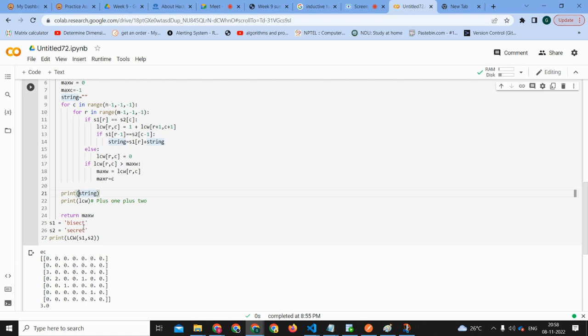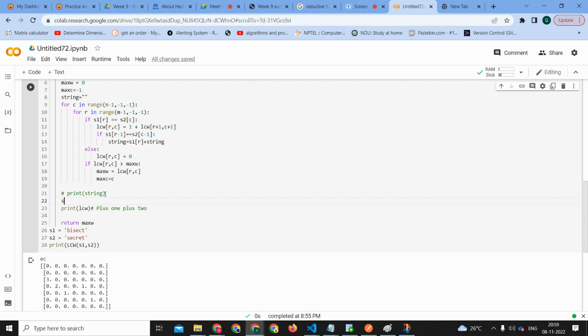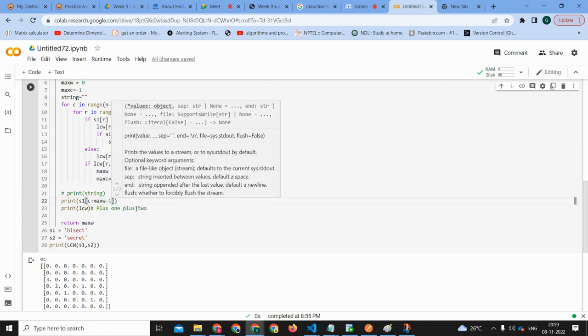So now we have max C, which is 9, 1, 9. Go ahead. In the end, he wants to print S1 indexed from C. So he's not making use of this. Fine. S1 of C index, C colon max W minus 1. Yeah.